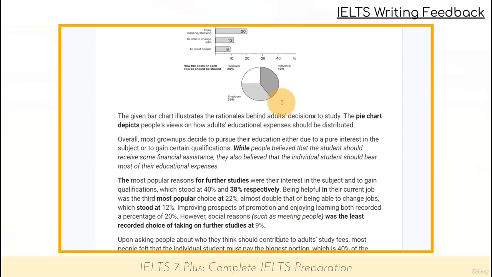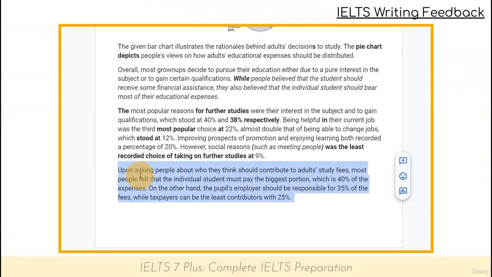Okay, let's take a look at our second detailed paragraph here. Upon asking people about who they think should contribute to adults' study fees, okay, that's pretty good, I think. Most people felt that the individual student must pay the biggest portion, which is 40% of the expenses. Fine, that's great. Yeah, I'm not going to make any changes to that.